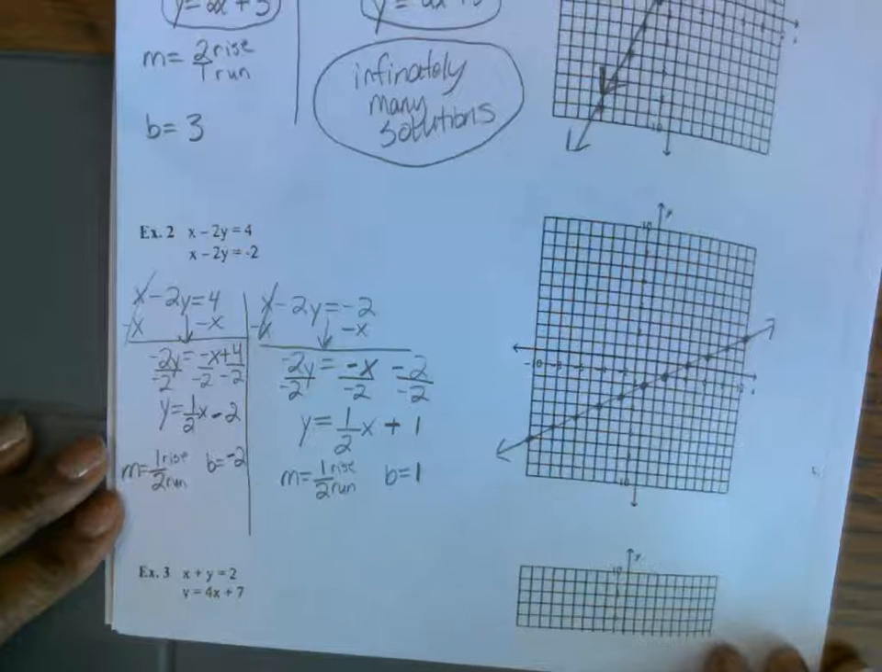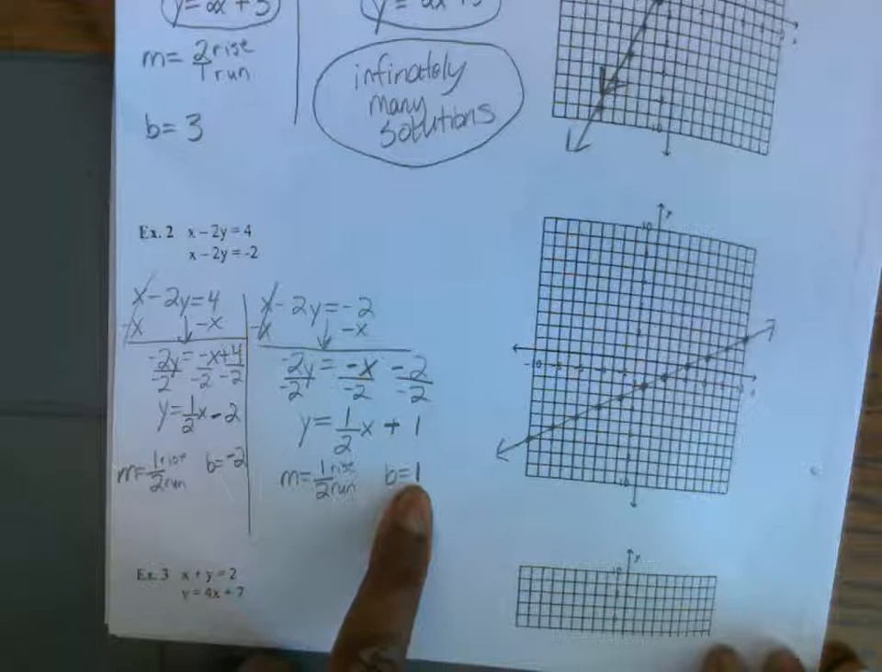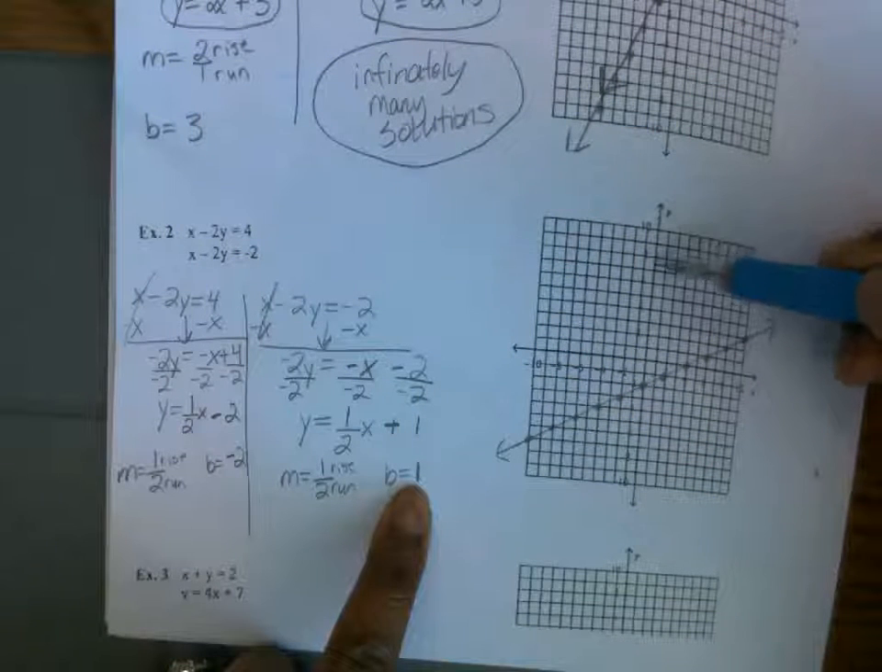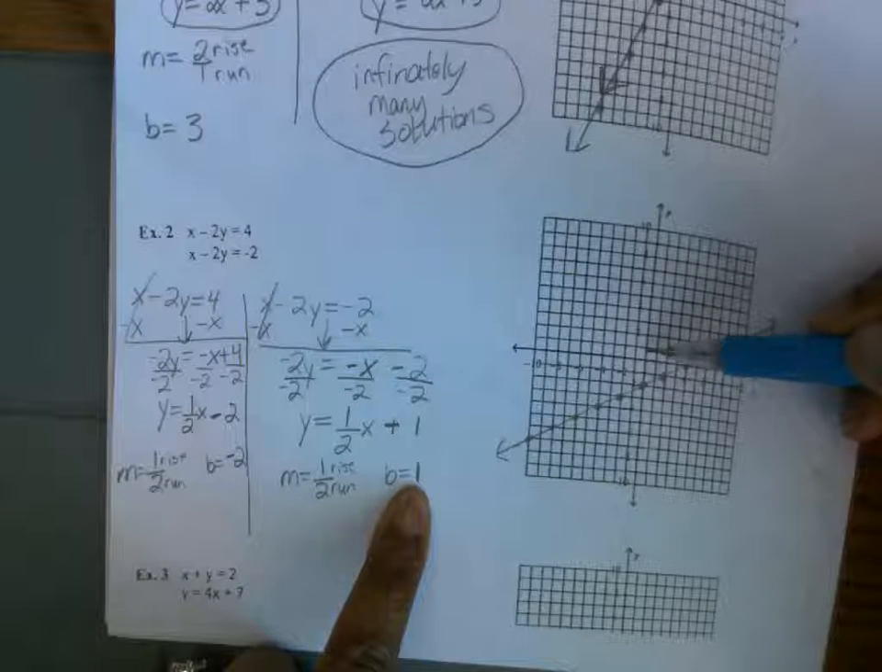Okay. The second equation, your b, your y-intercept is at 1. This is my y-axis here. So my origin is right here. Positive 1 is up 1 from the origin.